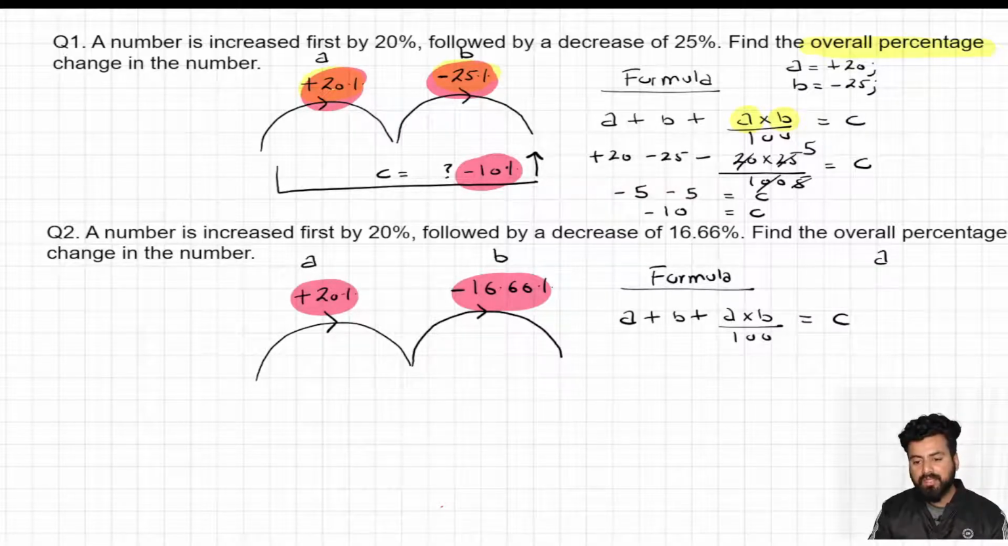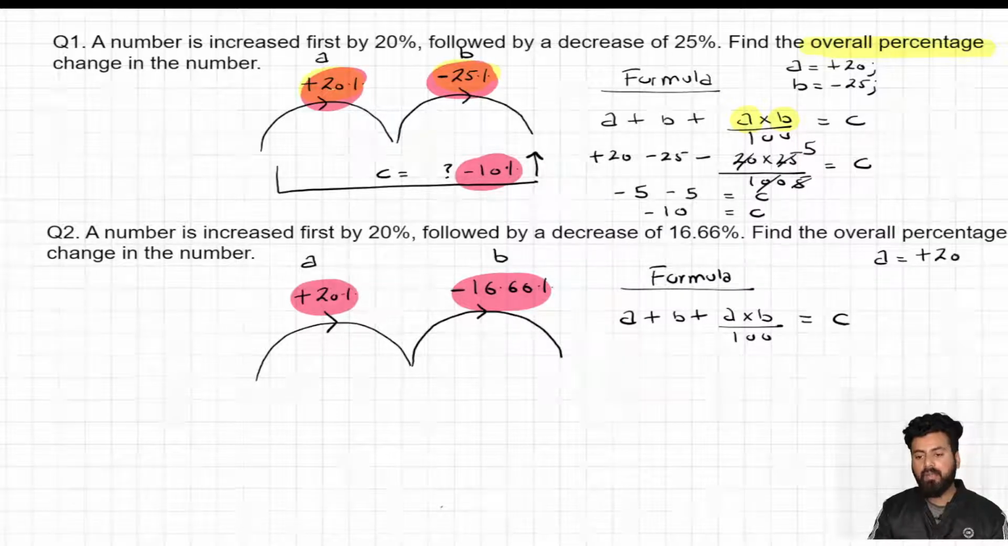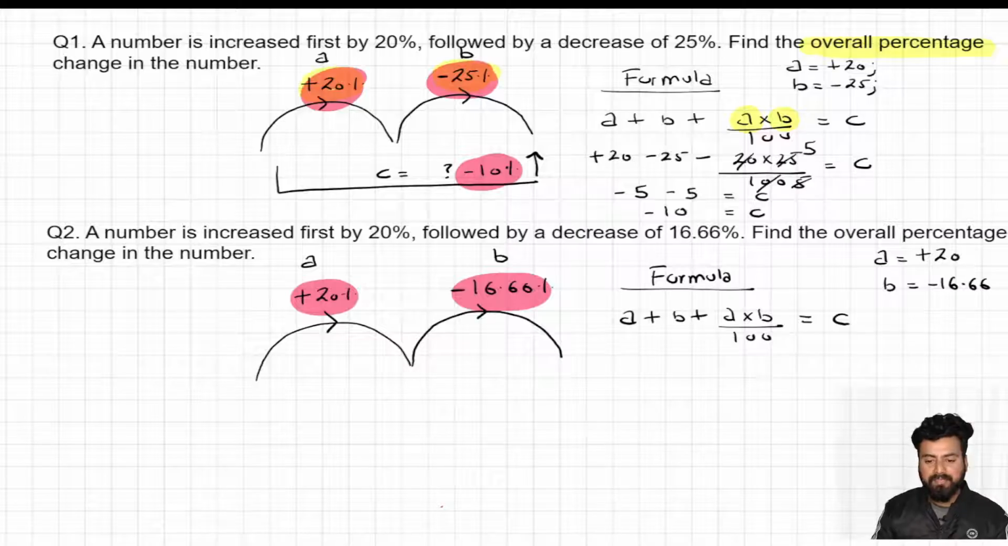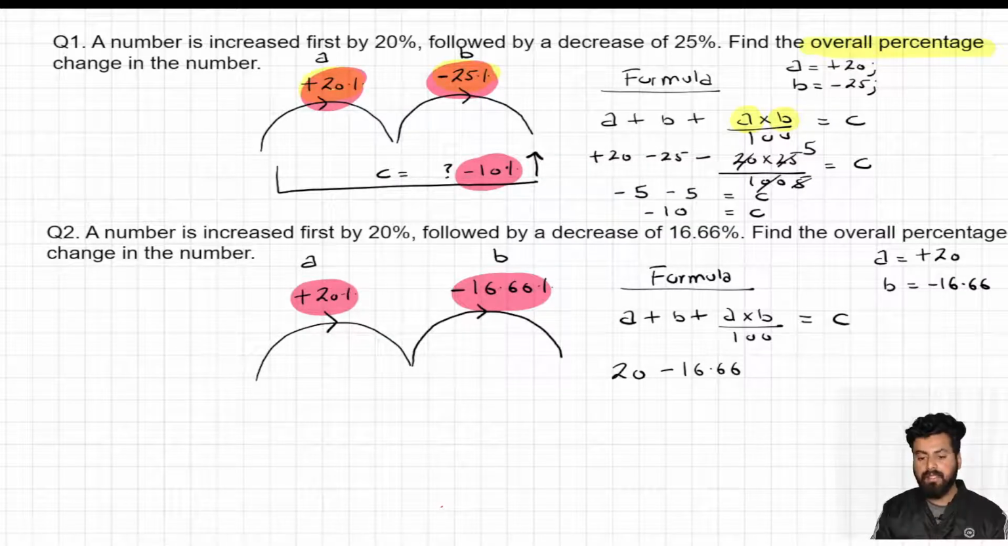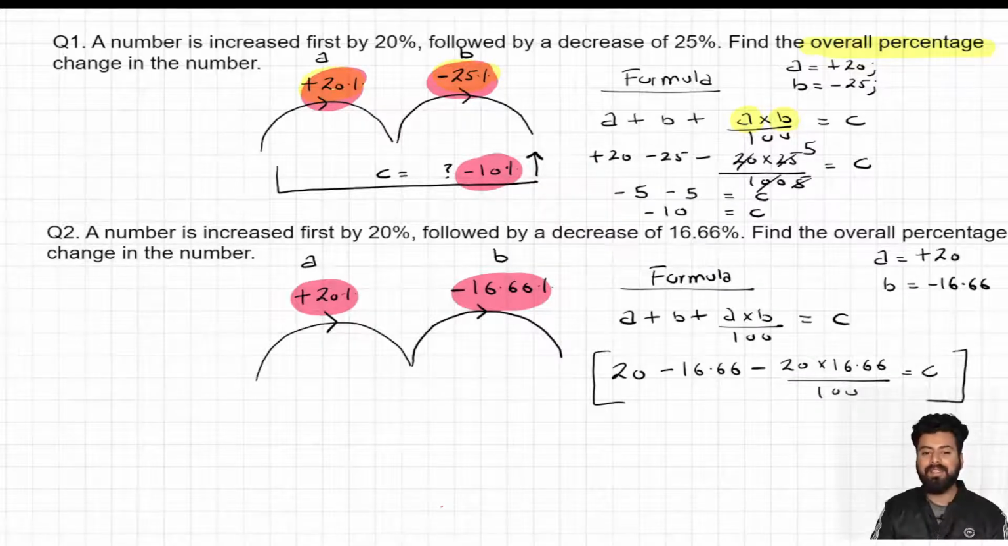If I plug in these values, 20 minus 16.66. A positive number when multiplied with a negative number, I'll get my result with a negative sign only. So I'll use a negative sign, right? So 20 into 16.66 divided by 100. Now, when I look at this expression, solving it is not an easy task, because here I can see some decimal values, and therefore it is not the right way of solving this question.